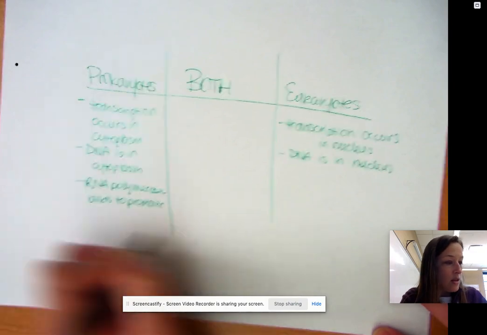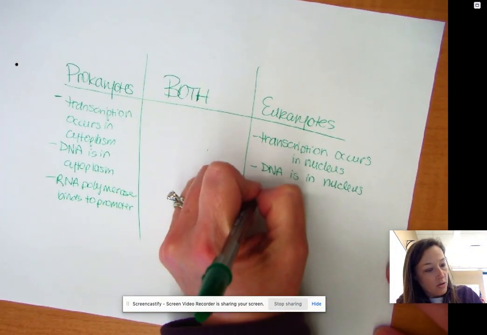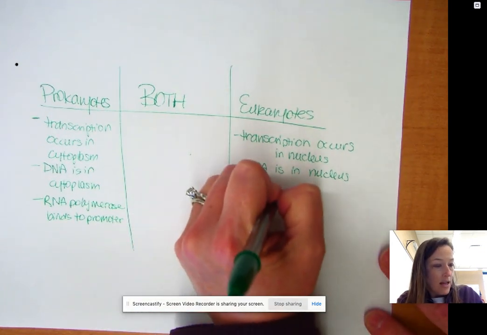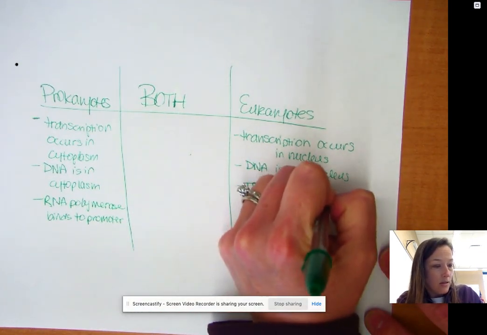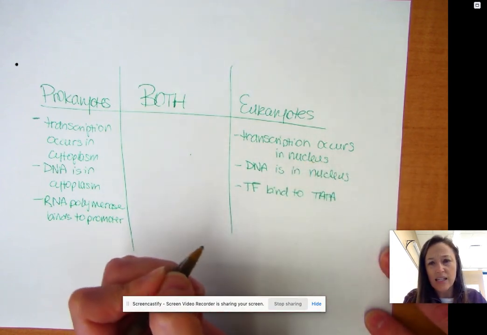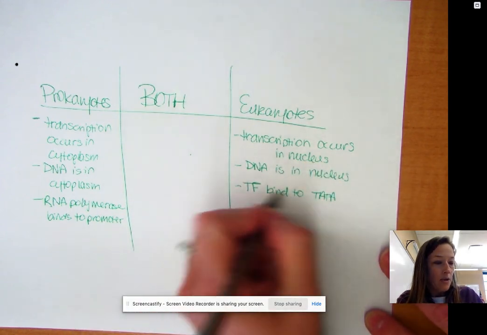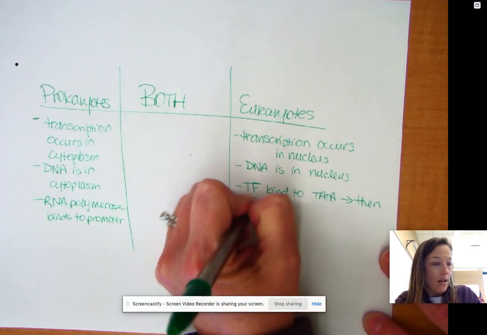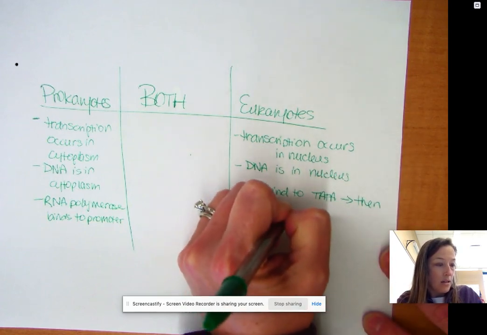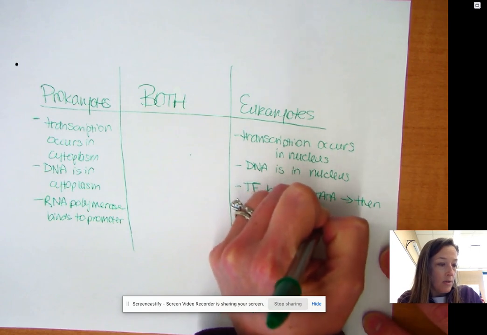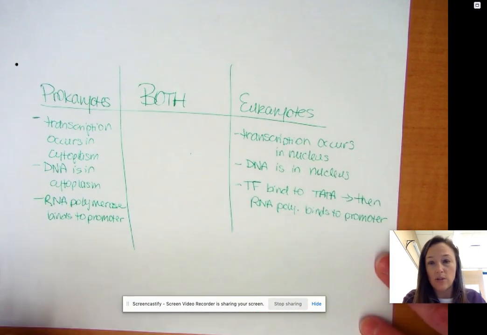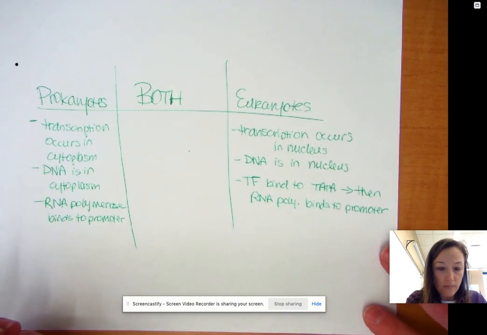It's all good. Whereas in eukaryotes, transcription factors bind to the TATA-box, which is just a series of, I think it's TATAAAA. Those transcription factors bind to the TATA-box. Then RNA polymerase can bind to the promoter. So there's just an additional step that eukaryotes have to do. It gives us a little more control.